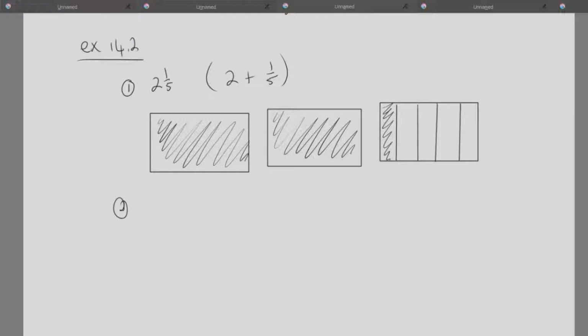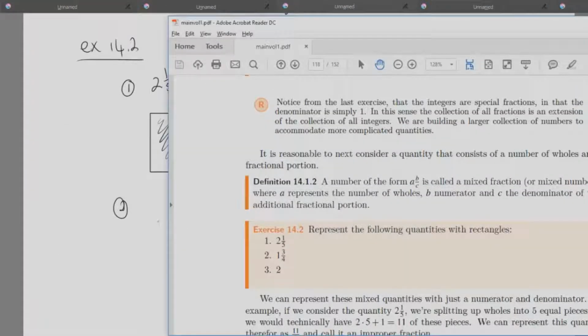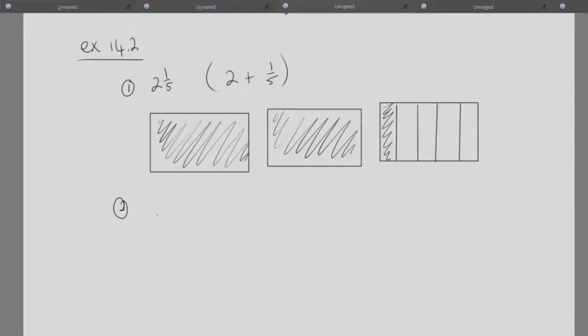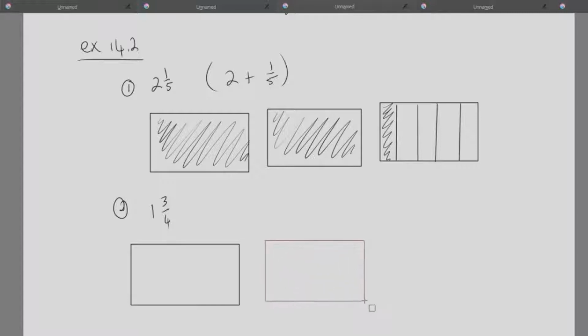Number 2. 1 3/4. Whoops, that was supposed to be a rectangle. Where's my rectangle tool? There we go. 1. Another 1.